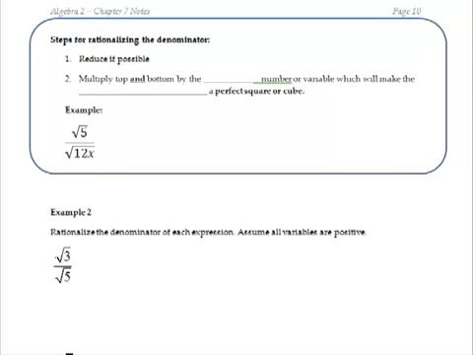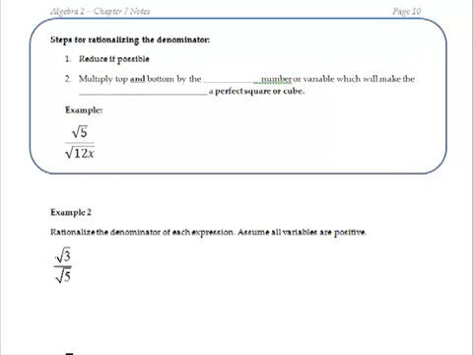In this lesson, this is 7.2b continued on page 10. So in 7.2b, we talked about how you can divide radicals if they have the same index. In this part, we're going to talk about rationalizing the denominator.